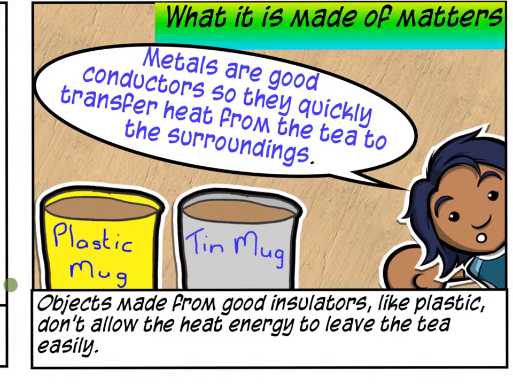So it's very important that you understand and that you can list some of the good conductors and some good insulators. Over here we have two mugs. One is tin, which is of course a metal, and we have a plastic mug. Assume that both of them have the same volume, the same amount of liquid, and that they are both the same temperature.